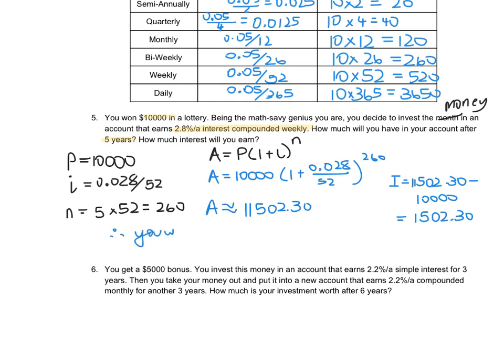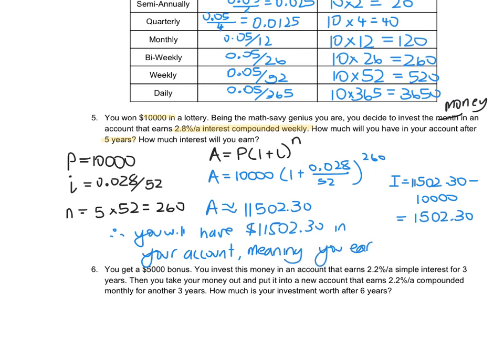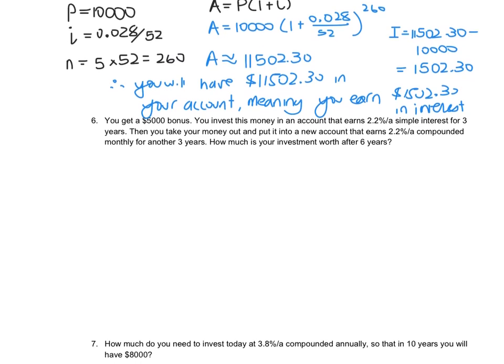And now we can write a little therefore statement. Therefore, you will have $11,502.30 in your account, meaning you earn $1,502.30 in interest. And there we are. Let's try the next one.